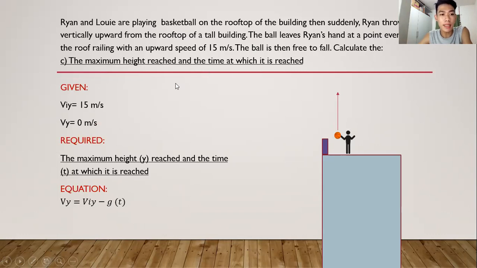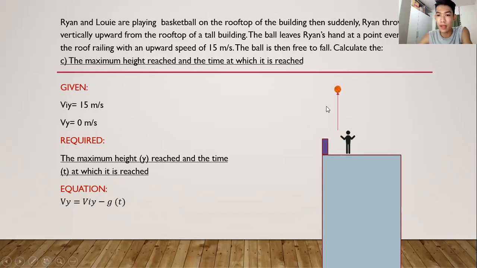So, problem C, the maximum height reached and the time at which it is reached. So, meron tayong given, same, initial velocity, which is 15 meters per second. At maximum height, yung na-obtain nating velocity is 0 meters per second. Basta na-reach na yung maximum height, yung final velocity will drop to 0 meters per second. So yung required natin, the maximum height, y, reach, and the time at which it is reached. So we're gonna use the equation Vy is equal to V initial minus gravity multiply time.